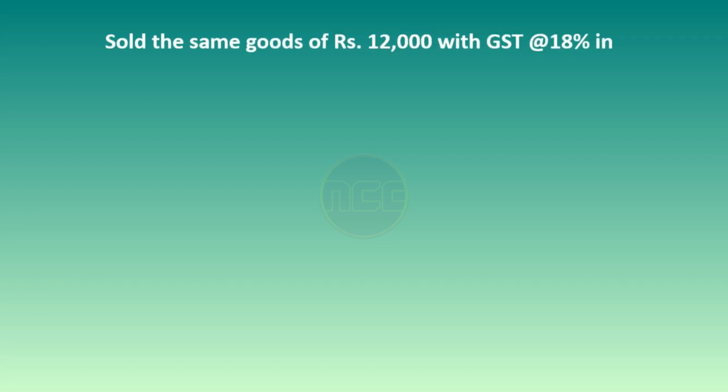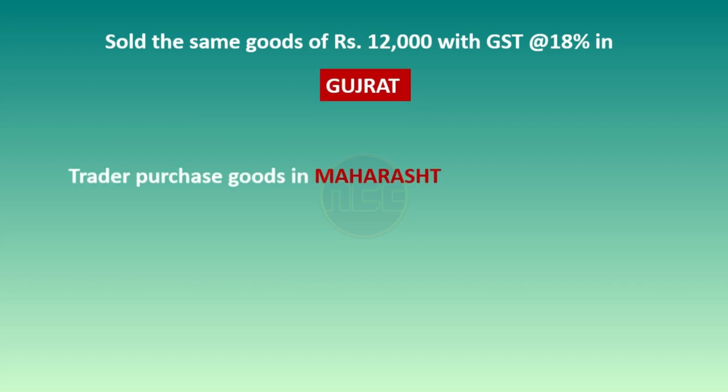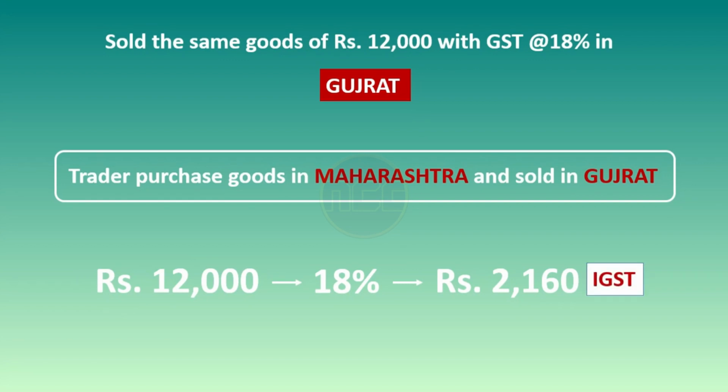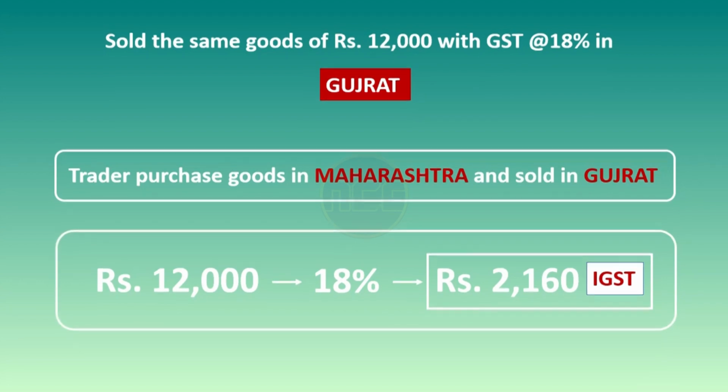Then that trader sold goods of rupees 12,000 at the rate 18% in Gujarat state. He purchased the goods in Maharashtra and then he sold the goods to Gujarat, and the selling price is 12,000 and the GST rate is 18%. So 18% on rupees 12,000 is rupees 2,160. That is the IGST. Here when he purchased the goods, that IGST is the input IGST and when he sold the goods, that is the output IGST.